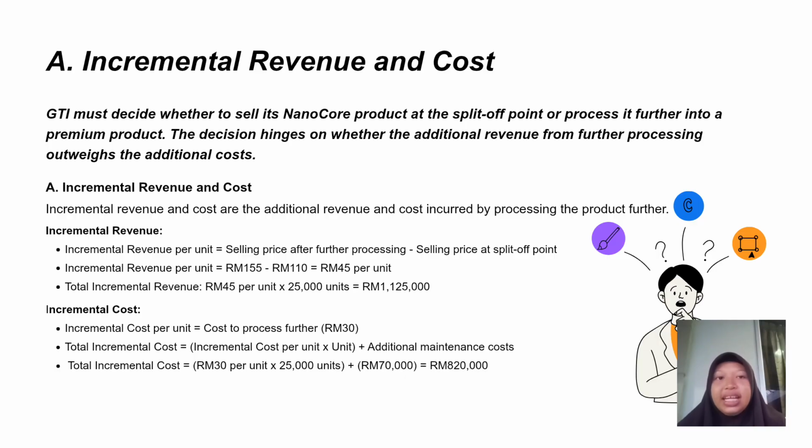Incremental revenue, the additional revenue from further processing, is 45 ringgit per unit. For the annual volume of 25,000 units, the total incremental revenue is 1,125,000 ringgit. Incremental cost. The additional cost to process further is 30 ringgit per unit plus an additional 70,000 ringgit in annual maintenance cost. The total incremental cost is 820,000 ringgit.